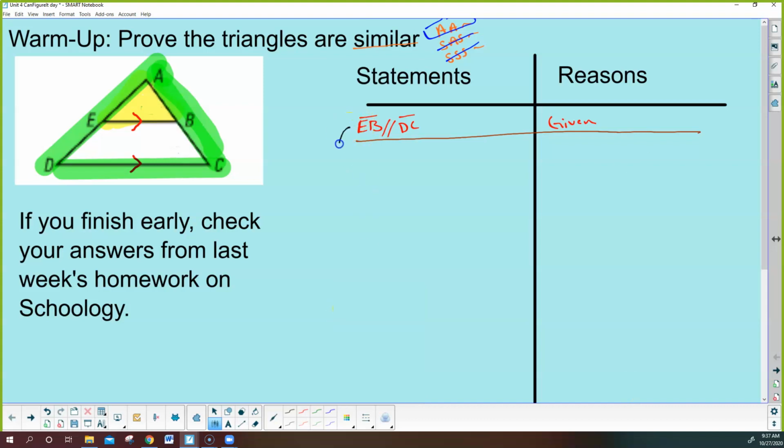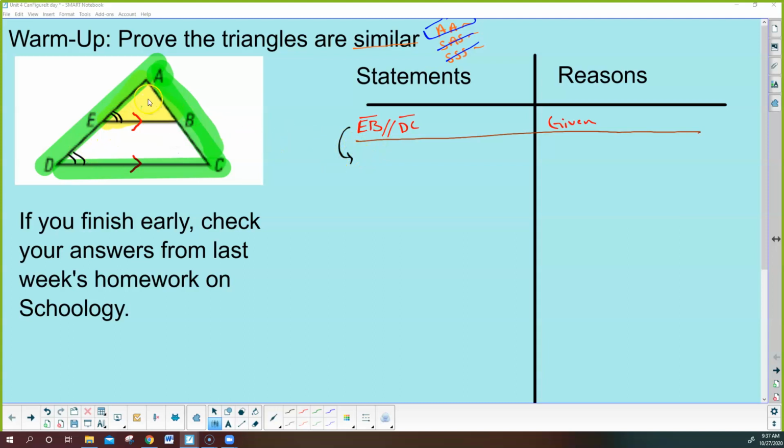That's what I like to do: what does this information tell me about potential angles that are congruent? If I have two parallel lines cut by a transversal, and I could pick this transversal or this transversal, I've got angles that are in the same position. So angle D is congruent to AEB, and then we have to state why we know those angles are congruent.